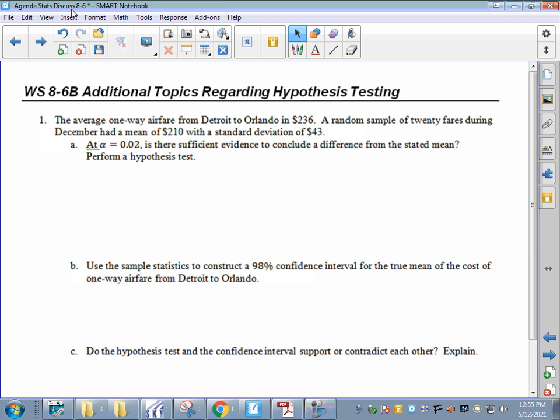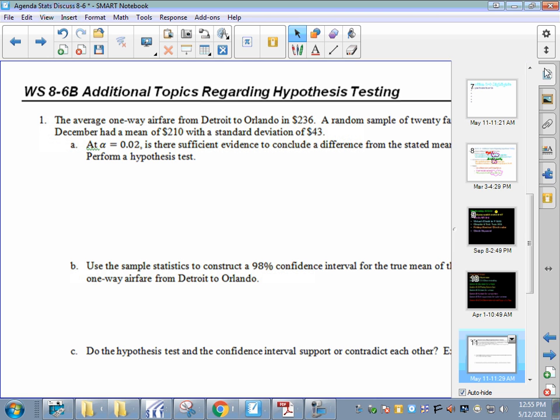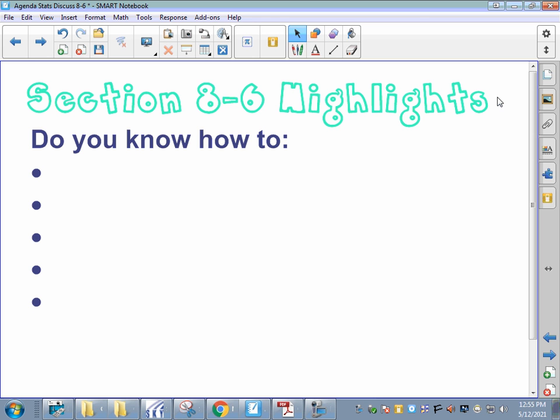Hi, stat students. I just wanted to touch base with you on this worksheet 86B because this is kind of a big thing. We're putting a lot of things together. I'm going to just jump back real quick to this. So section 86 highlights, there is a lot of stuff.